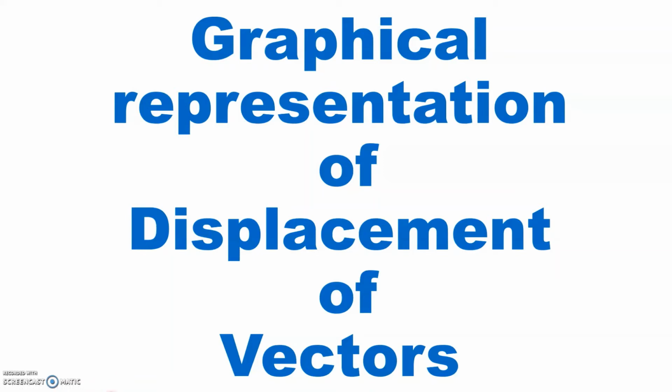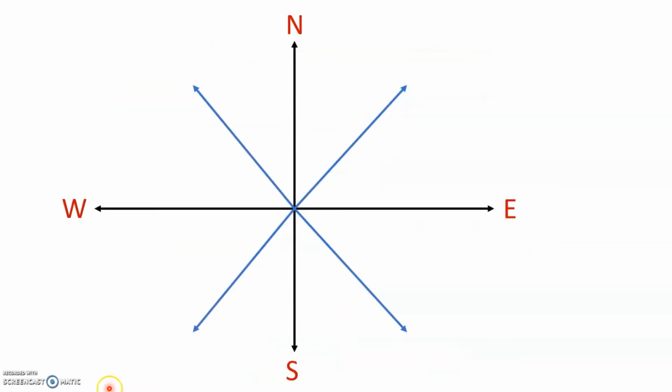In this video, we will see how to graphically represent displacement of vectors. So graphical representation of displacement of vectors is in reference to North Pole, South Pole, West and East directions. Now, let's say you have this vector here. I'm pointing out this vector here.